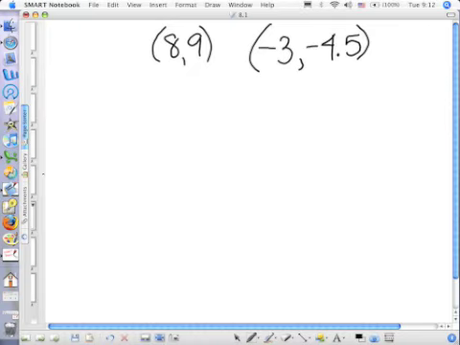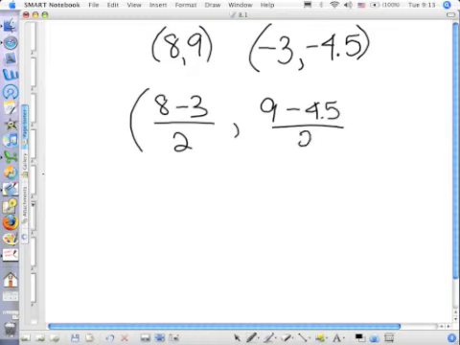Sean, what did you get? 2.5, 2.25. Very good. All right, now let's look how we got that. x plus x, which is a negative, y plus y, which is a negative, and we divide them both by 2. All right, 8 minus 3 is 5, and half of 5, think money, is 2.5.